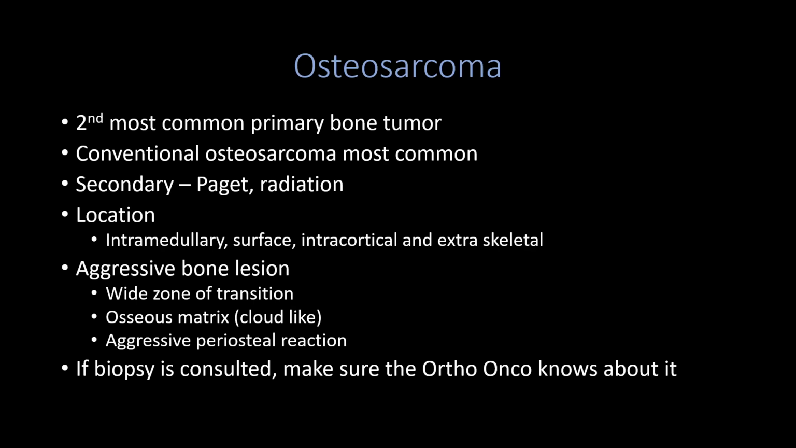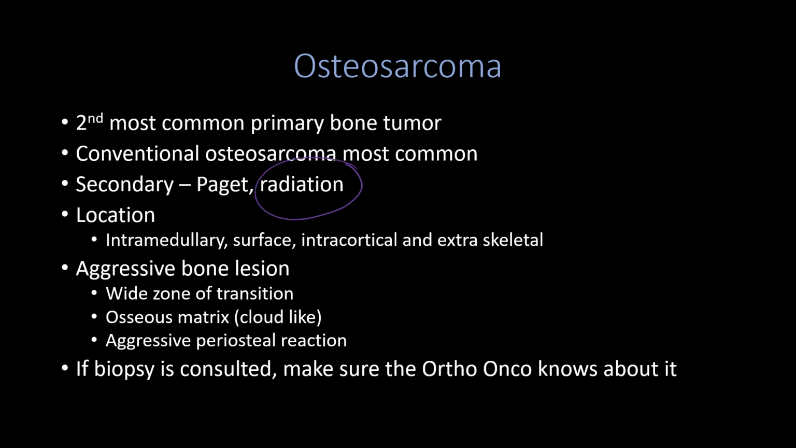So osteosarcoma is a fairly common of the primary bone tumors. Primary bone tumors are not very common, but of those, osteosarcoma is pretty common. It's the second most common. Conventional osteosarcoma is the most common type. There are others, but conventional is the one that we usually see in children. Secondary osteosarcoma, we see it after radiation or Paget's.